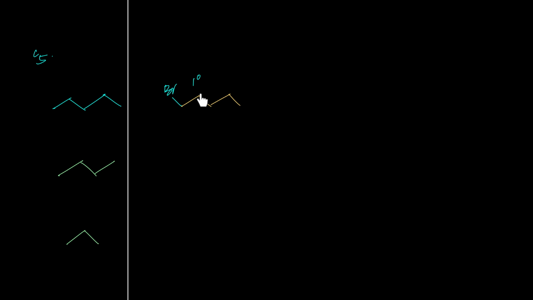If I take the Br and place it here, this would make it secondary, but I'll still do it. 2, 3, 4, 5. I'll place the Br here. Now this is a secondary haloalkane. He just needs primary. Why is this secondary? Because this carbon is bonded to one alkyl group and the other alkyl group. This carbon is bonded to 2 alkyl groups, hence secondary.